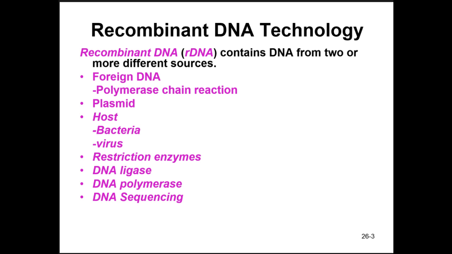A recombinant DNA molecule is a molecule of DNA that contains DNA from two or more different sources. For example, if I take a bacteria gene and put it inside of a human chromosome, then that would be a recombinant DNA molecule. Or vice versa, if I take a human gene and put it in a bacteria chromosome, that will be considered a recombinant DNA molecule.